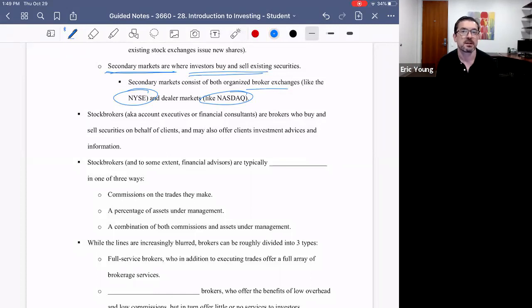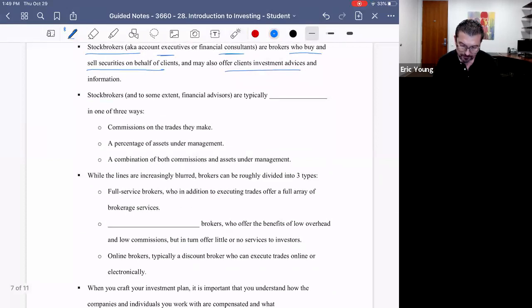Another component of the overall landscape of the securities market are stockbrokers, who often now go by fancy names like account executive or financial consultant. But like any broker, stockbrokers, and again, they can provide a valuable service. They buy and sell securities on behalf of clients. Some of them also offer their clients different investment advice and information, okay?